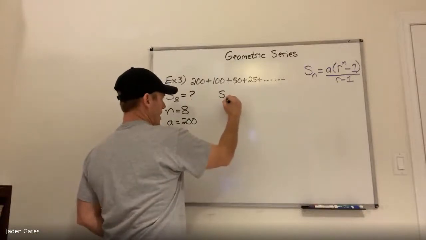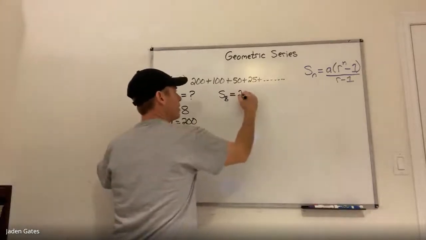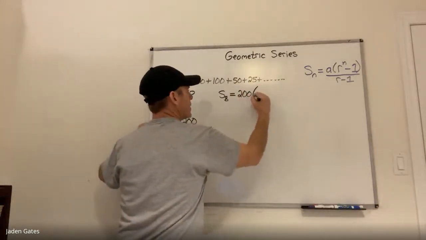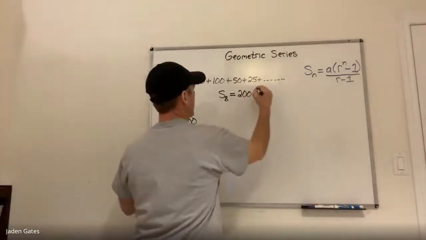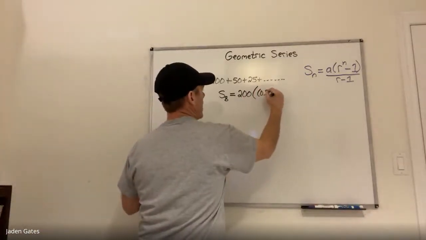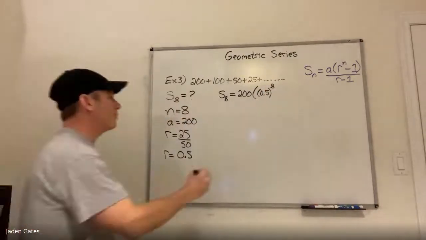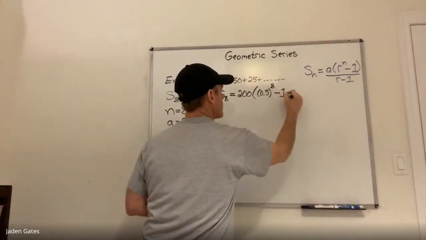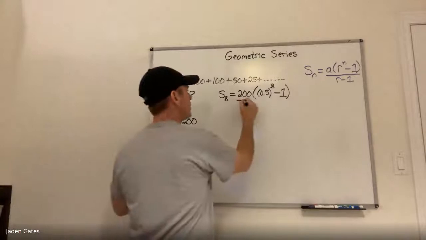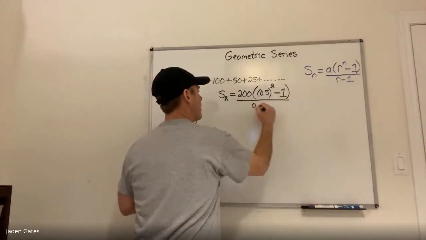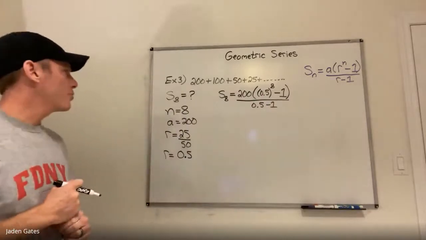Now I'm going to substitute into my formula once again. So I've got S of 8 I'm looking for here. My a value is 200. Then I've got r to the power of n, so I've got 0.5 and the n is 8. Whoops, minus 1. Make sure I get that minus 1 in there. This time I won't mess up the denominator, r minus 1. So I've got 0.5 minus 1. There we go. Now I've substituted correctly.